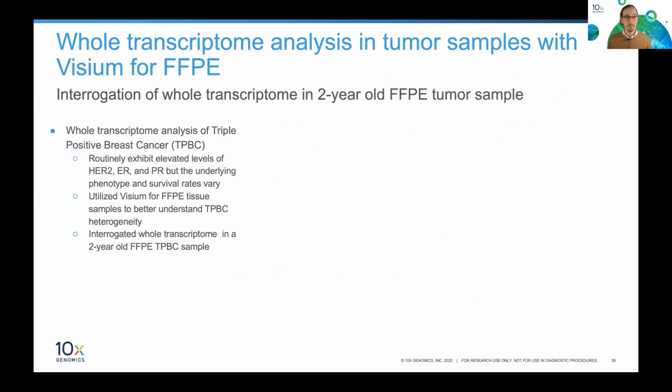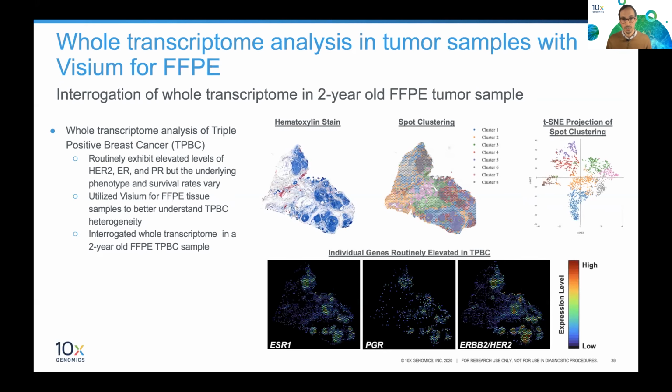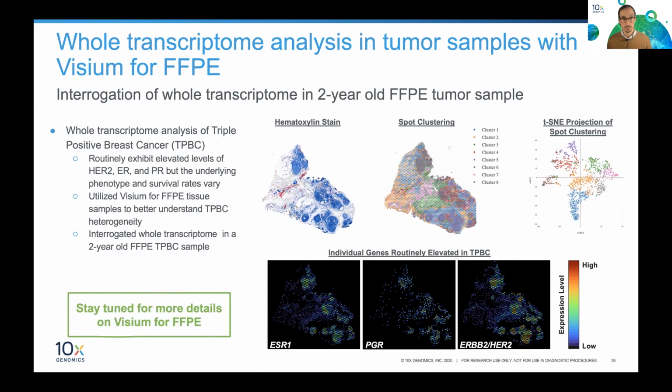And just to give an example, here we have a triple positive breast cancer sample. And here we have the hematoxylin stain. And then just to give you some idea of the data, you can see that we get the same kind of clustering. We can also explore the sample, both the gene expression, but also the morphology. And just to give you a few examples, we see expression of ESR1, PGR, and HER2 here, but you can really look at any gene that you're interested in the whole transcriptome. So stay tuned for this. We're going to launch this very soon.